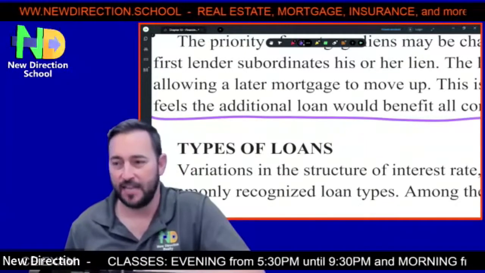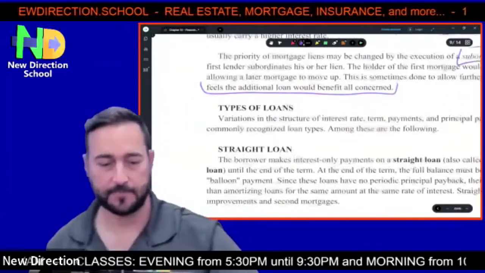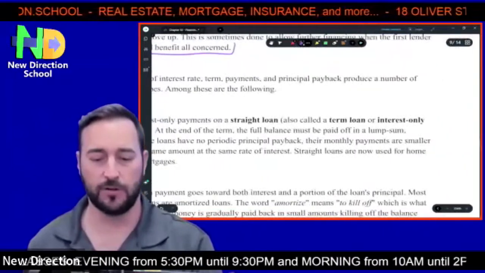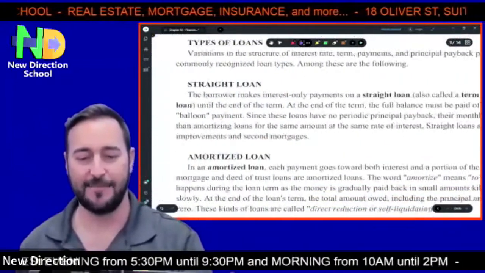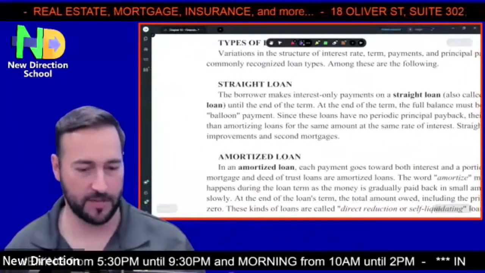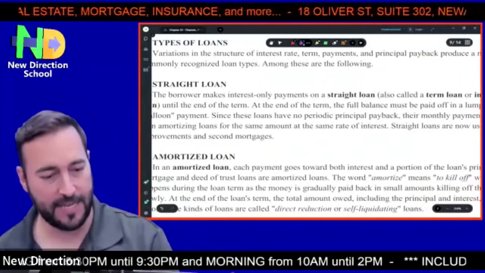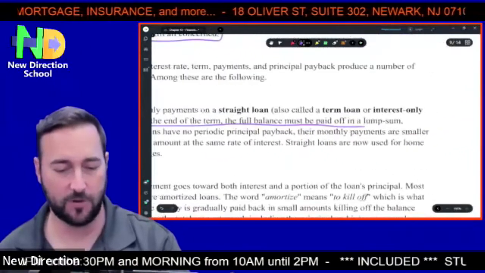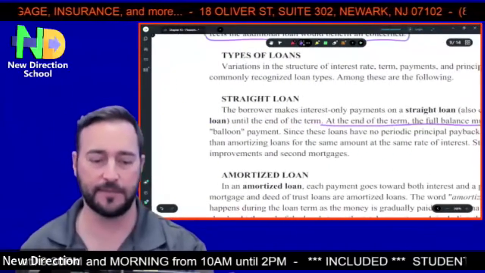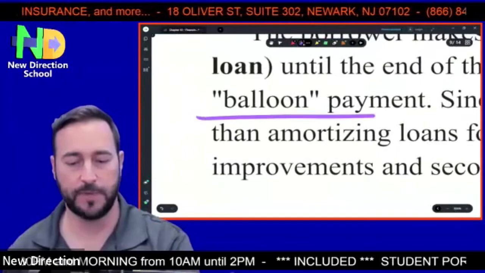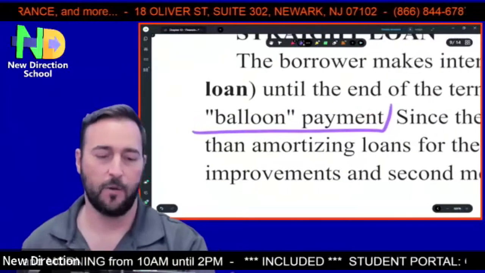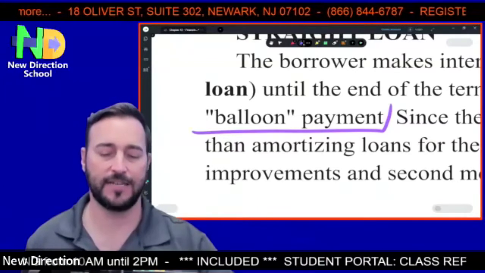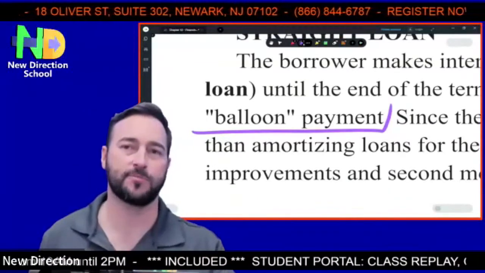All right, types of loans. Straight loan. A straight loan is like an interest only or term loan. As the name says, it's interest only. So at the end of the term, the balance must be paid off in a lump sum. When there's a lump sum payment, it's called a balloon payment, right? Why are we paying this much? Because we did not amortize. We did not amortize because we did not pay towards the principal.